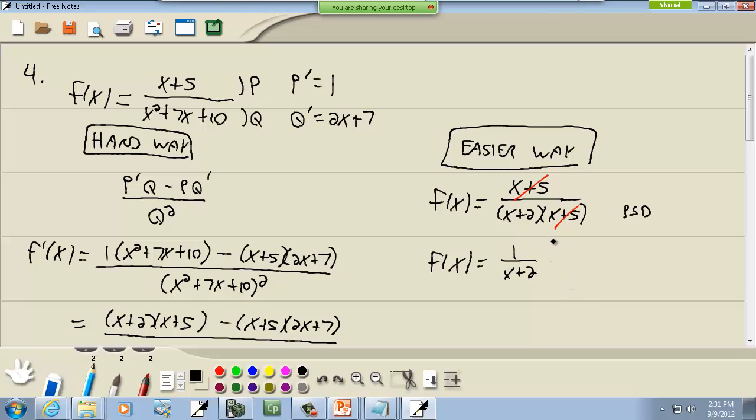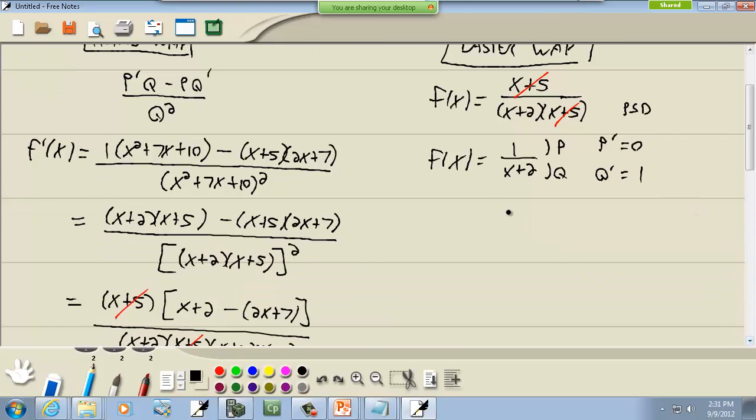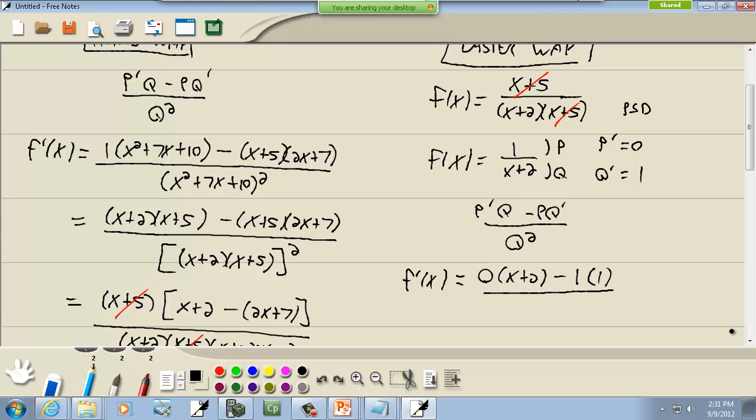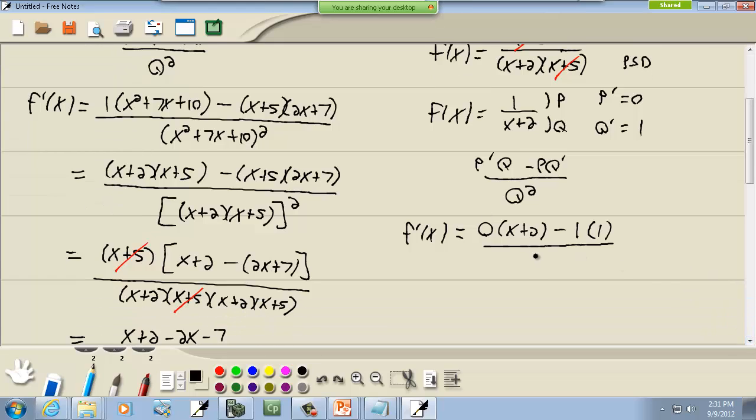Well, now we'll use our quotient rule. This will be p, and this will be q. P prime would be 0, q prime would be 1. So I got p prime q minus p q prime over q squared. So our derivative, p prime was 0, q was x plus 2, minus p, which was 1, times q prime, which was 1, over q squared, which was x plus 2 squared.